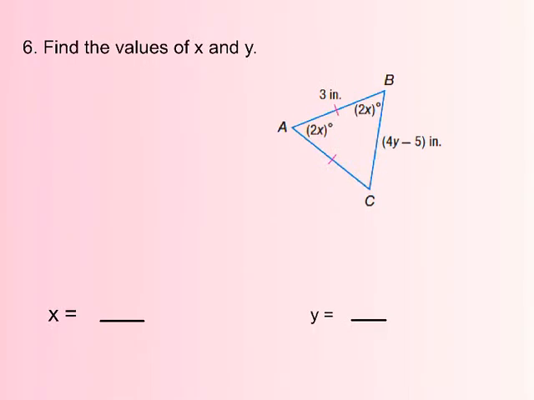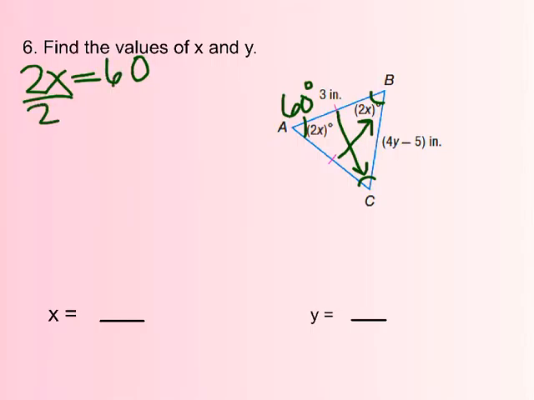So we want to find the values of x and y. So first of all, I know that this angle is congruent to this angle, but also this angle is congruent to that angle. So that means that all 3 of those angles have to be equal to each other. So since they all have to be equal to each other, they all represent 60 degrees. So what I can do to get x is I can just take 2x and set it equal to 60. Divide both sides by 2, and I end up getting that x is equal to 30 degrees.